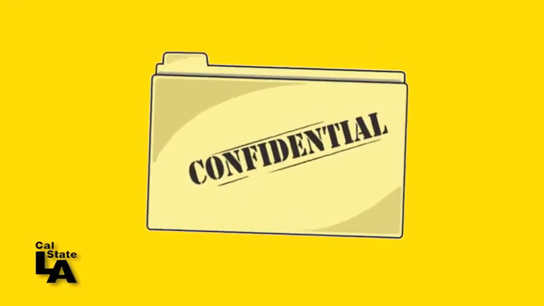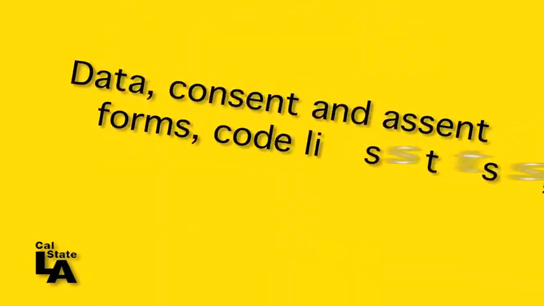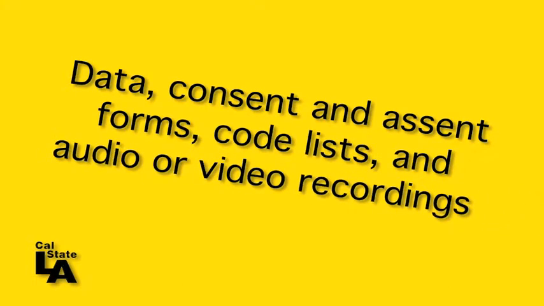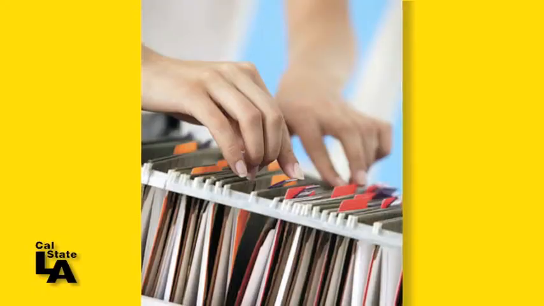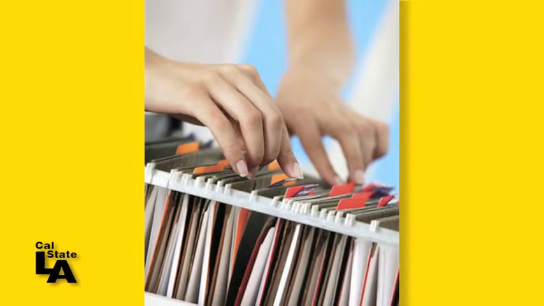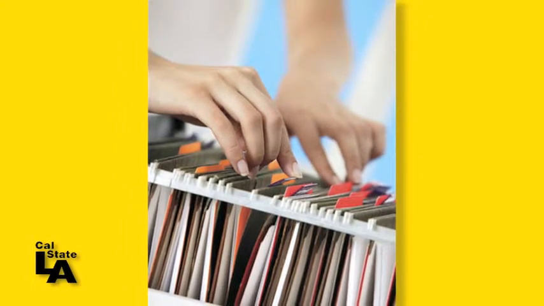For example, hard copy or electronic files, data, consent and assent forms, code lists, and audio and video recordings should be kept in separate, secure locations, and identifiable information should be kept on campus. Records must be maintained for a minimum of 3 years following the completion of the study.